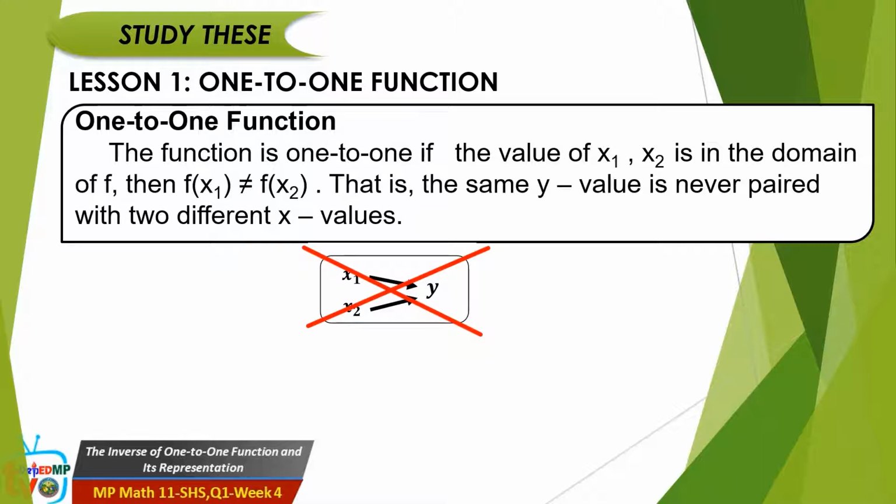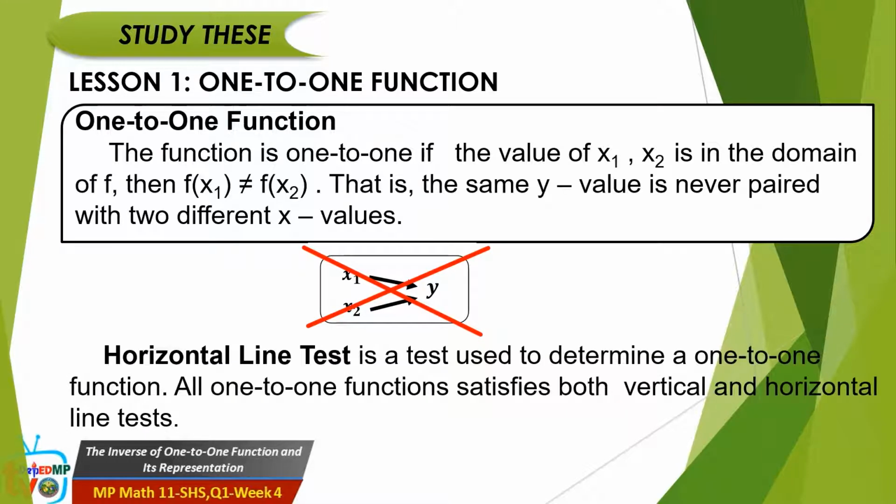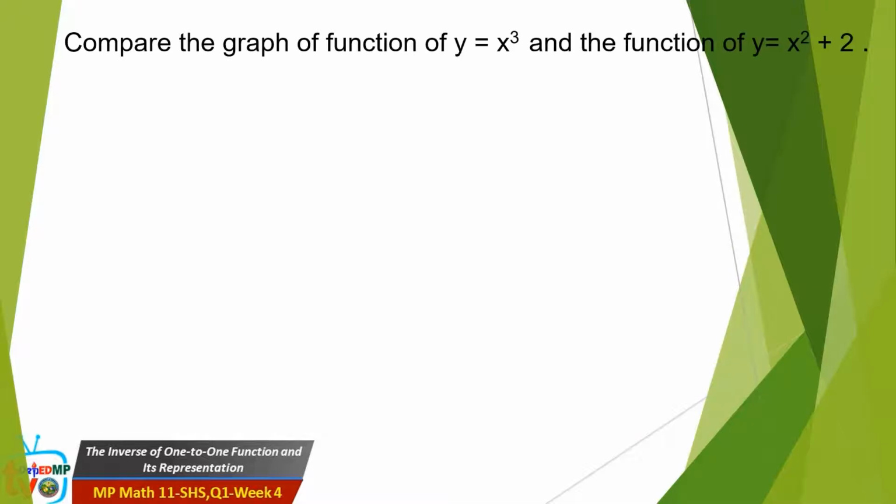There is a tool to determine a one-to-one function in the graph, the horizontal line test. Applying this tool, all one-to-one functions satisfy both vertical and horizontal line tests. Now, apply the horizontal line test by comparing the graph of the function y equals x cubed and the graph of the function y equals x squared plus 2.